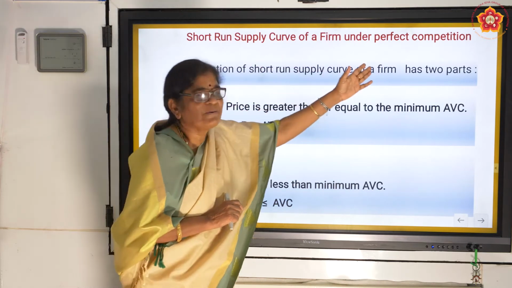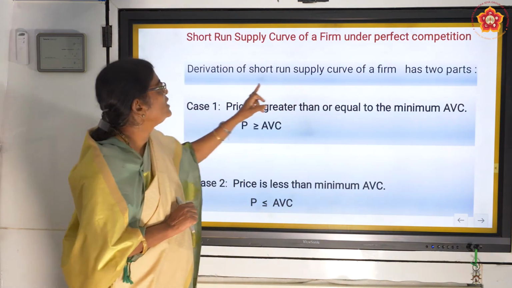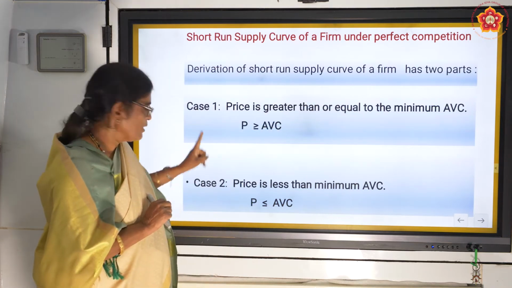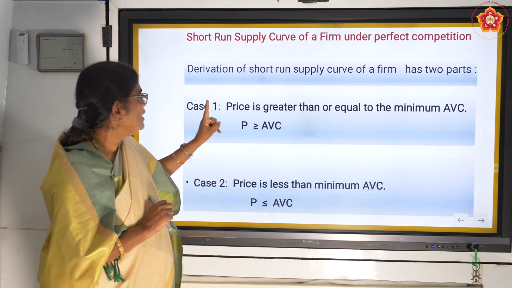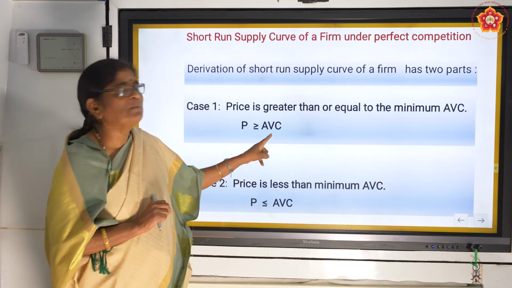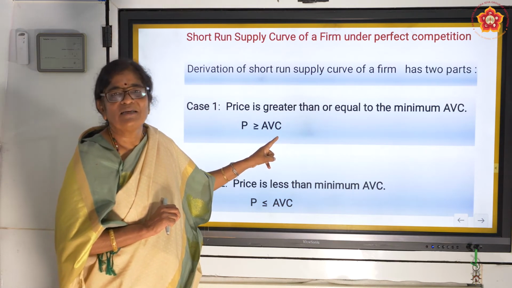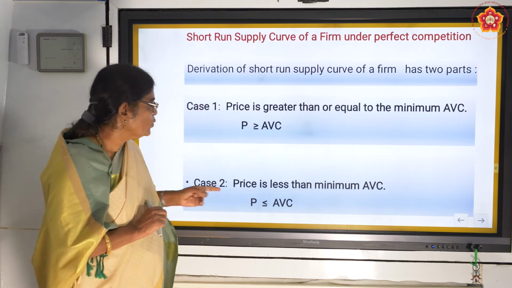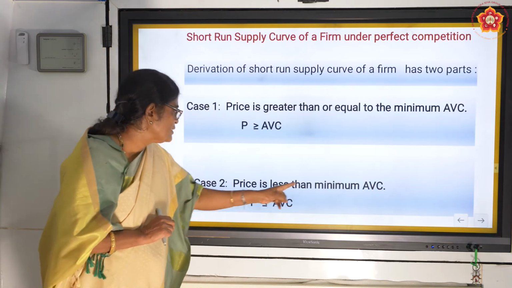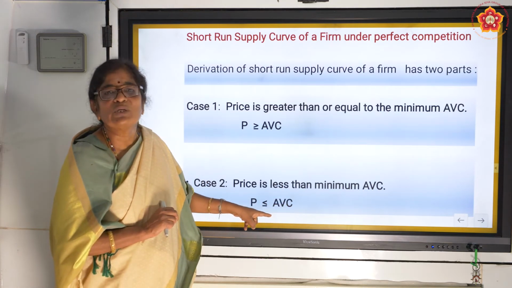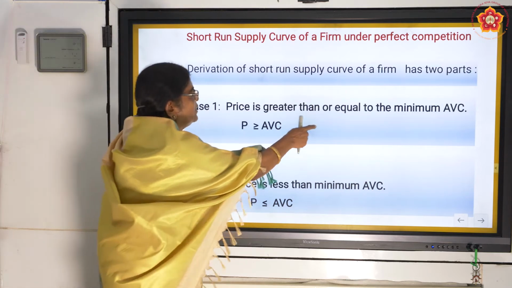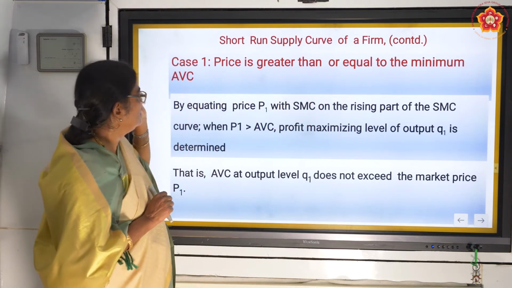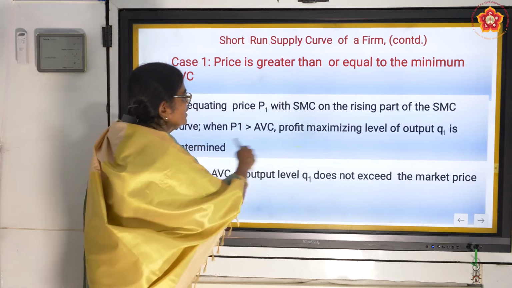The next one: short run supply curve of a firm under perfect competition. We are continuing with how to derive it. The derivation of the short run supply curve of a firm has two parts, case 1 and case 2. Case 1 implies price is greater than or equal to the minimum AVC, because this is our condition 3 for the profit maximizing level, the standard conditions. Case 2: what will happen if the price is less than the minimum AVC? That is what price P2 indicates, and P1 indicates case 1. Case 1, price is greater than or equal to minimum AVC. What will happen by equating this? We are going to see here.